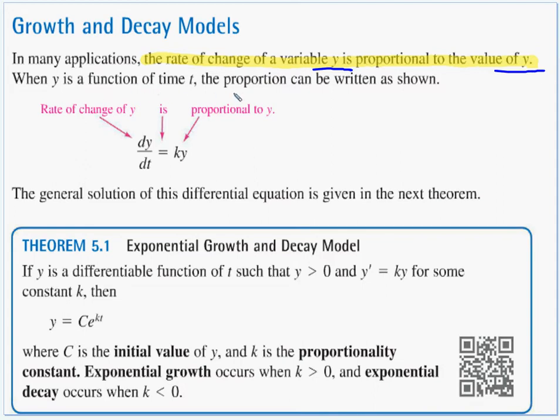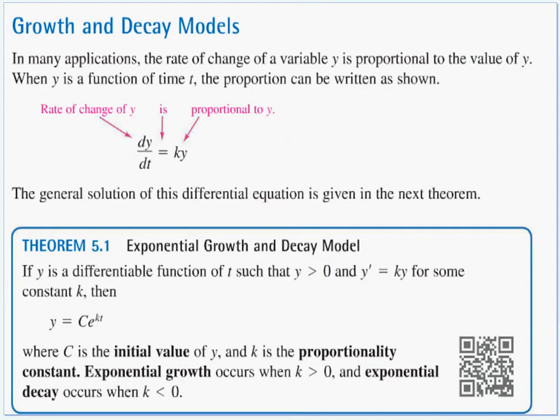When y is a function of time t, this proportion can be written as shown. So here we're going to translate the rate of change of y, dy dt, is proportional to y. So we're going to take y and multiply it by some constant k, and that k we'll see is called the constant of proportionality.